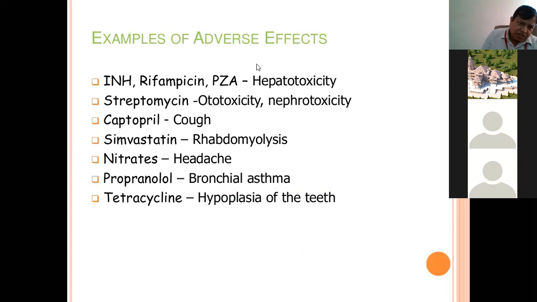Some example, just write down this. Some example of adverse effect, that is a drug which is important for life saving, but they are having adverse effect also. Like isoniazid, rifampicin, pyrazinamide. These three combination we are taking in the case of tuberculosis, and this is a first line agent of tuberculosis. Without this, treatment of tuberculosis is very difficult, and these three combination cause hepatotoxicity.